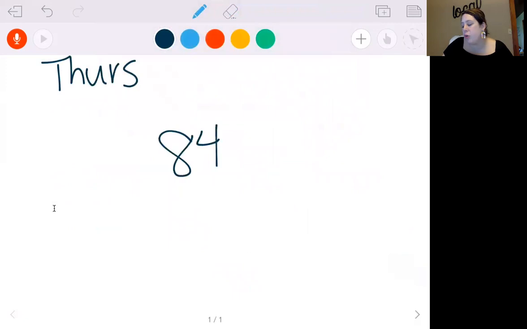For 845, we want to round to the hundreds place. So I'm underlining my hundreds place right here. I'm still looking at the number to the right. So the 4 is going to tell me what to do with the 8.